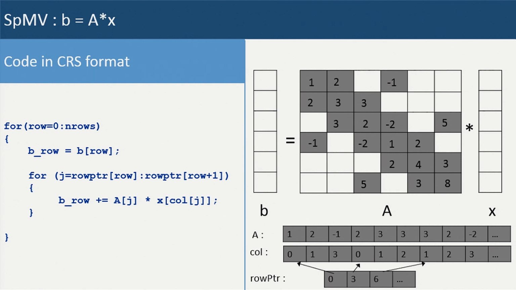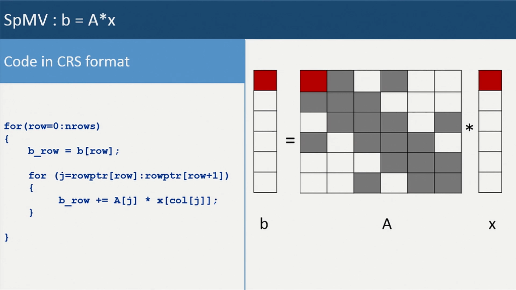On the left, we see a simple but widely used kernel, the so-called SPMV or sparse matrix vector multiplication, which, as the name suggests, does multiplication of a sparse matrix and a vector. Each row of the matrix is computed one after the other until all the rows are finally processed.